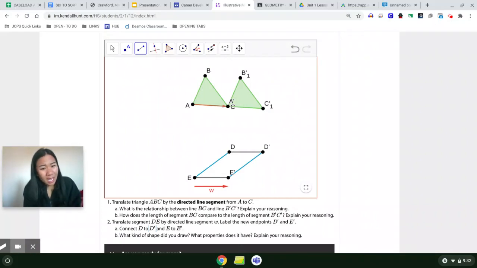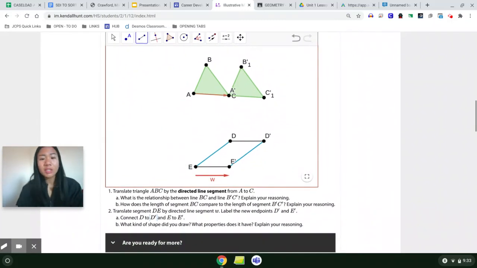Some properties that it does have is that just simply by looking at it, you should know that the distance between D to E and D prime to E prime are the same. So the two sides have to be the same. That also means that since each point was translated by vector W, this distance from D to D prime has to be the same distance as E to E prime. So what you're looking at is that the tops are going to be the same and the sides have to be the same. So you have two pairs of congruent parallel line segments, which is what a parallelogram is.